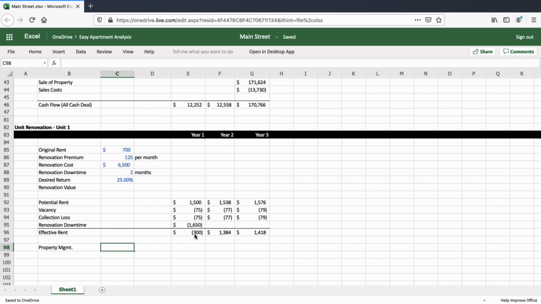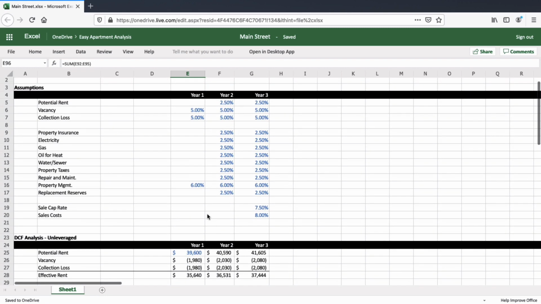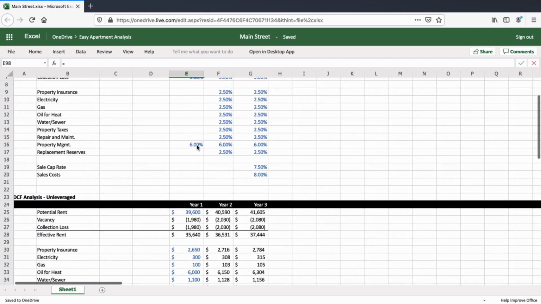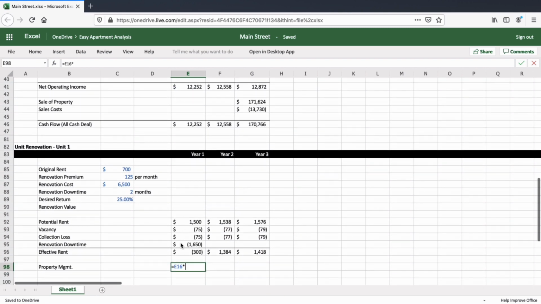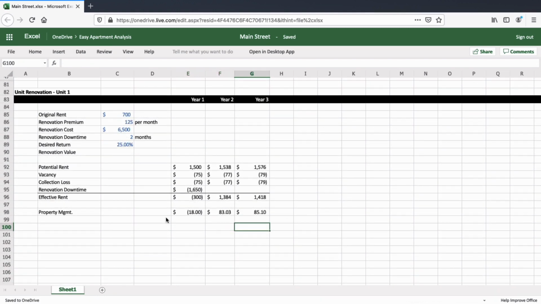And that's going to impact our effective rent. Remember, what was it? It was 6%, I believe, of effective rent. So we're going to use those same numbers down here. Equals property management times effective rent. Drag that formula across, and there's our change in property management fees. So the next thing we're going to do is calculate our net operating income.